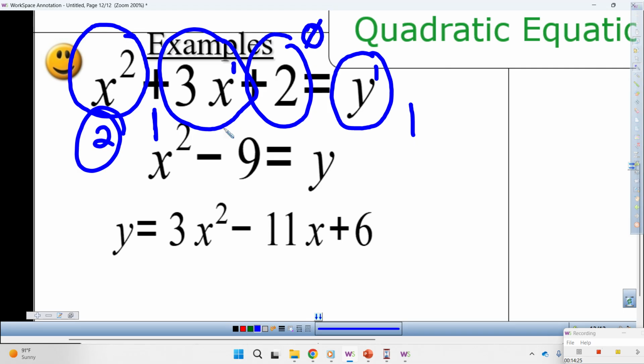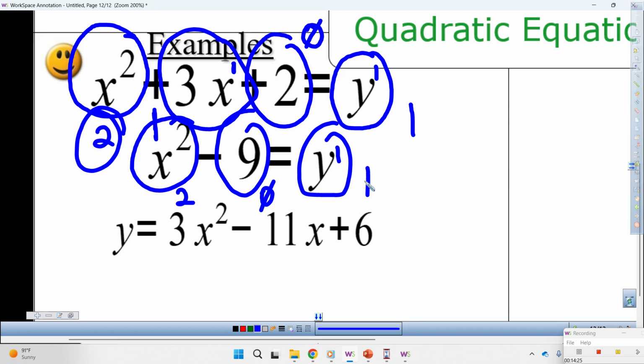You're like, oh, snap. Look at the next one. What's the degree of that one? 2. Degree of that one? 0. Degree of that one? 1. What is the highest degree? Is it 2 different types of variables? Yes. Look at this one. Highest degree is 2. This is 1, 1, 0, so it's 2.